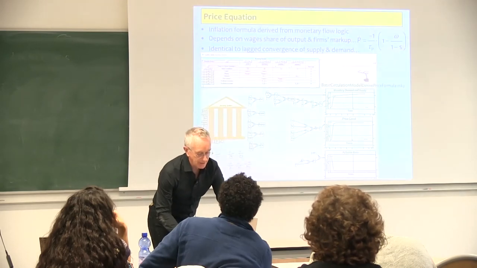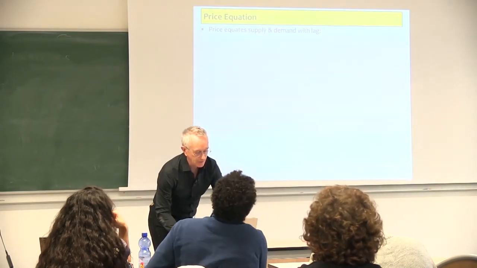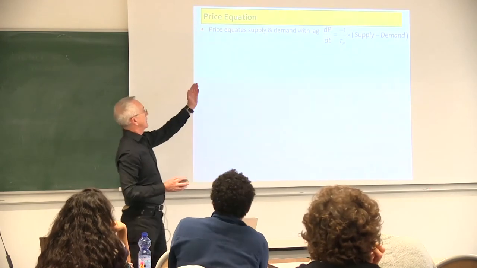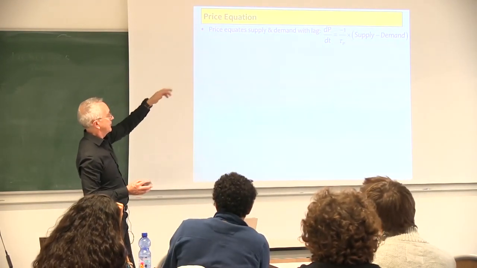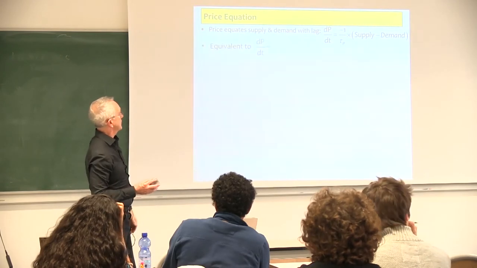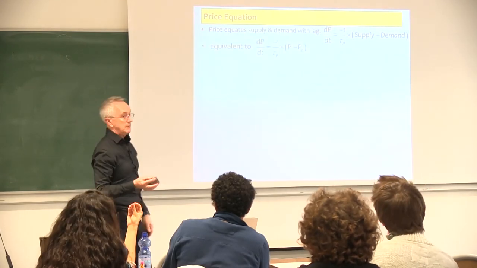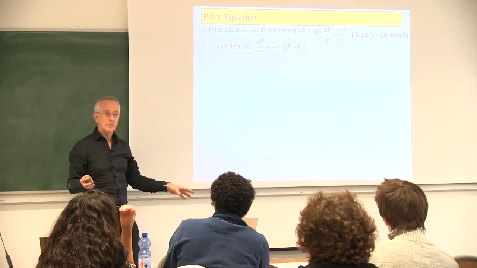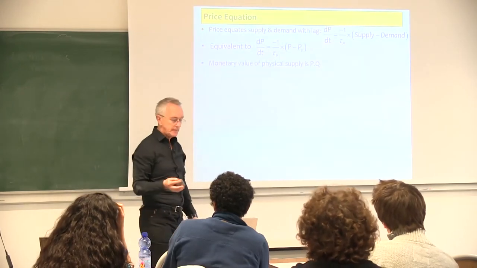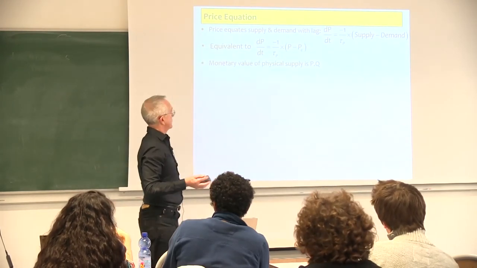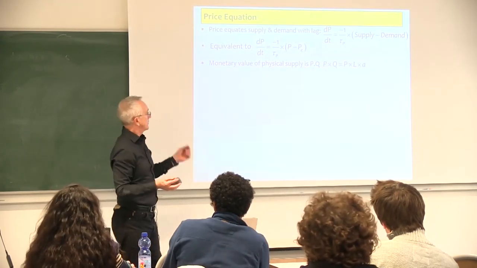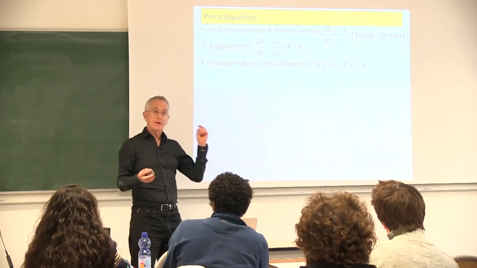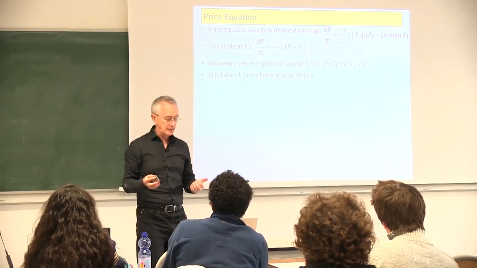But that's the basis of deriving the pricing formula. I'm basically saying the rate of change of prices is a time lag multiplied by the gap between supply and demand in monetary terms. And that's the same as saying there's going to be a convergence to an equilibrium price level. So I have a monetary value of physical supply, which is the price level times quantity of output. And that's equal to the price level times labor productivity, again just doing a straight expansion.